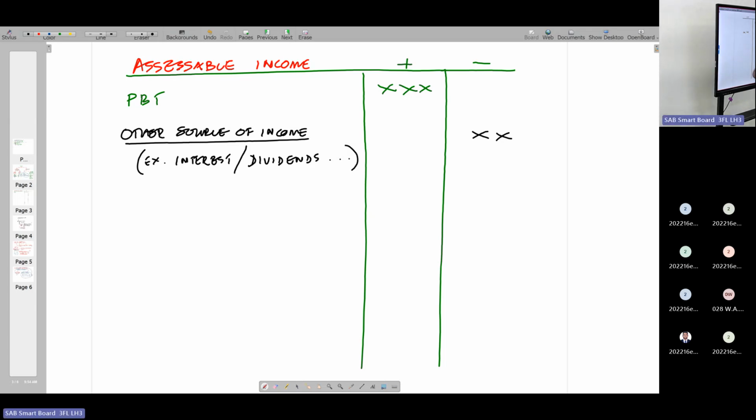Also, on the income side, there may be items that for tax purposes we have to separately work out. A simple example is disposal of a depreciable asset. Then I have to make that adjustment as well.